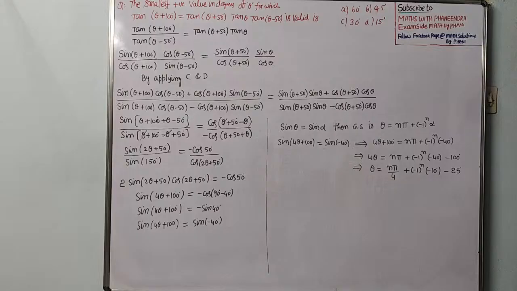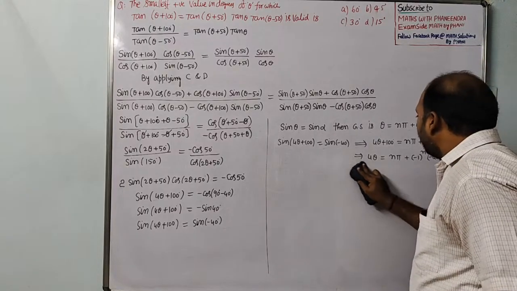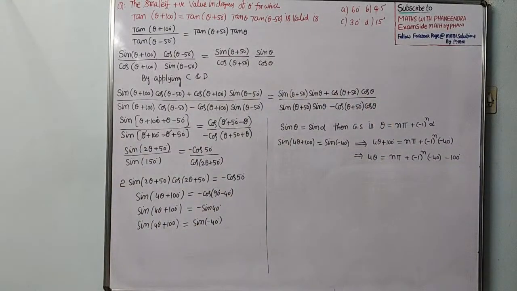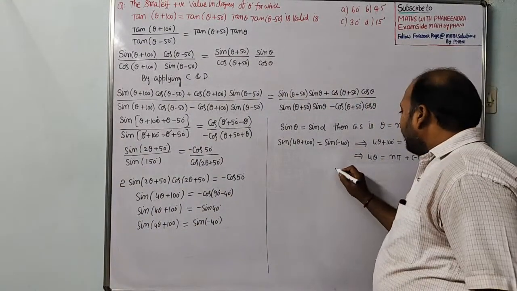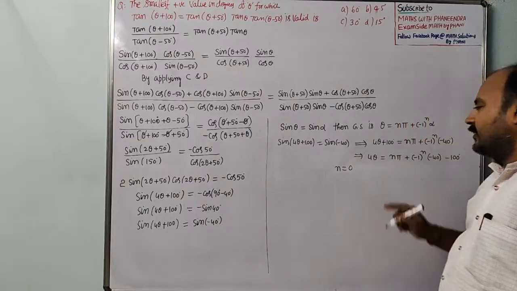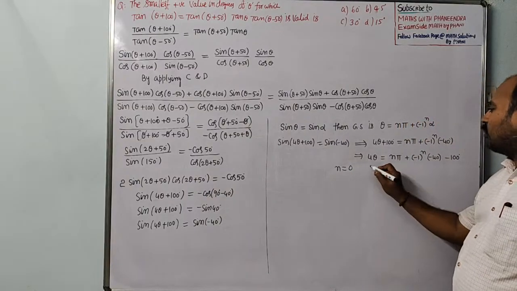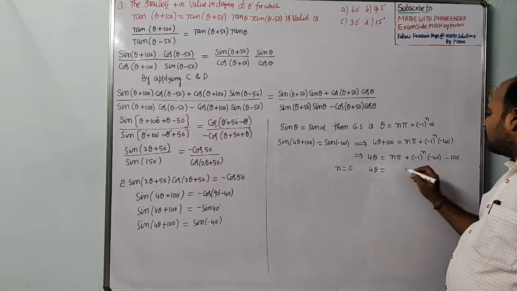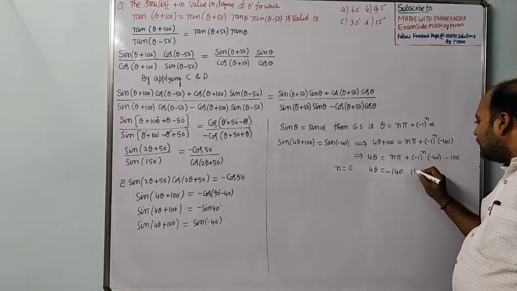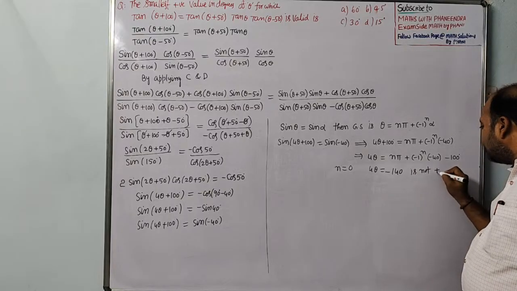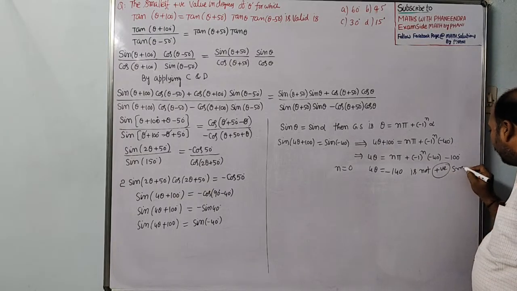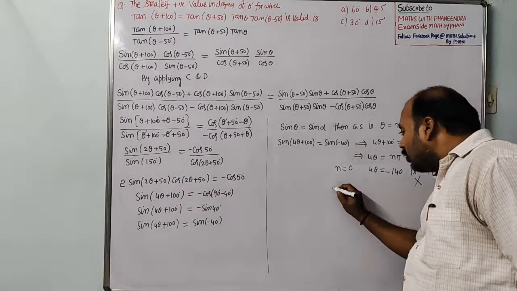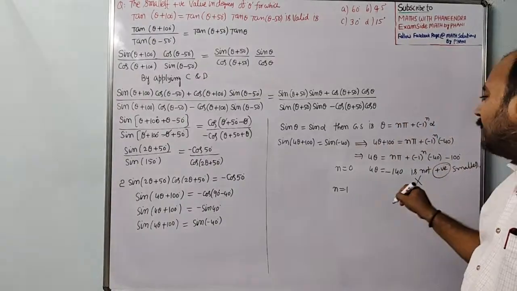From here we need not do this, but they are asking to find the smallest positive value. So n equal to 0 onwards you can take. If n is equal to 0 you take in this, what comes? 4 theta equal to, anything power 0 is 1, so minus 140. It is not the smallest positive value, so it is not our answer. So what can we do? n is equal to 1, you can take.